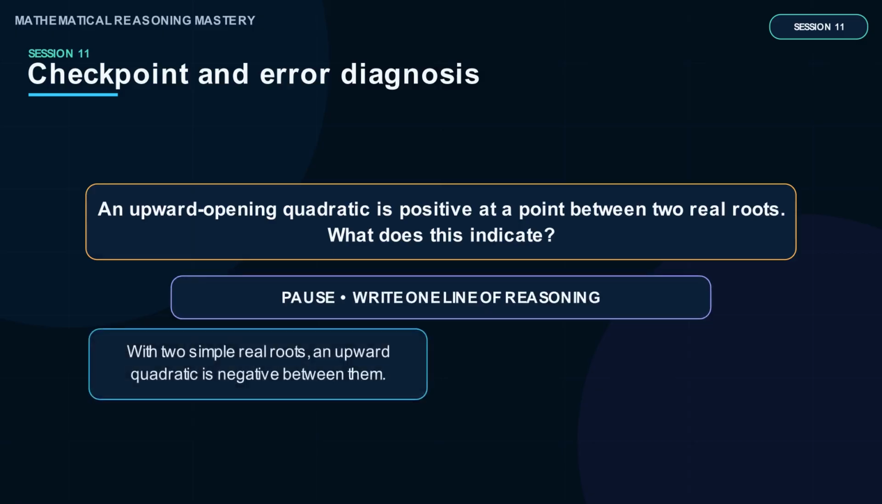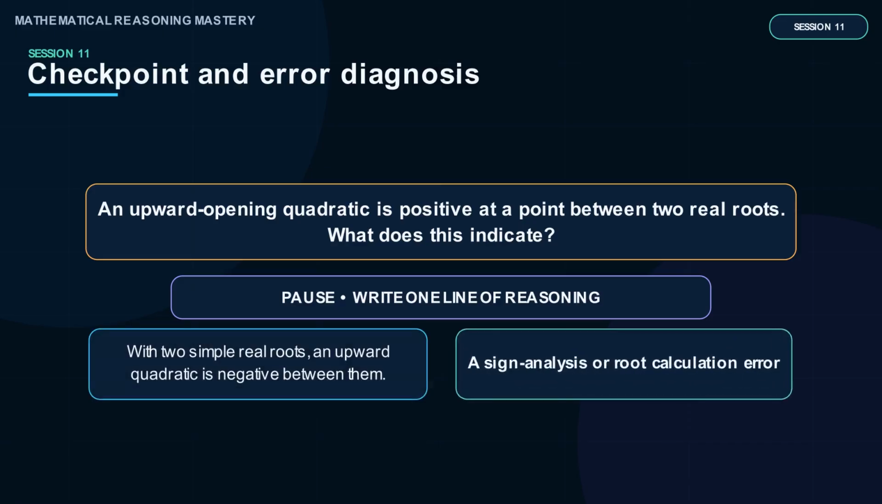Hint: with two simple real roots, an upward quadratic is negative between them. Use the hint to repair the setup, then finish the reasoning yourself. The accepted answer is a sign analysis or root calculation error. Explain why it works, and name the earliest line that would reveal a likely error.